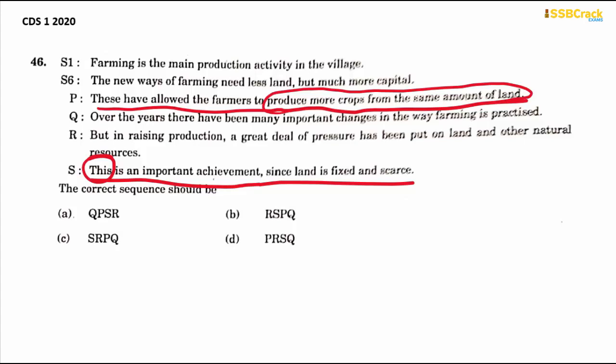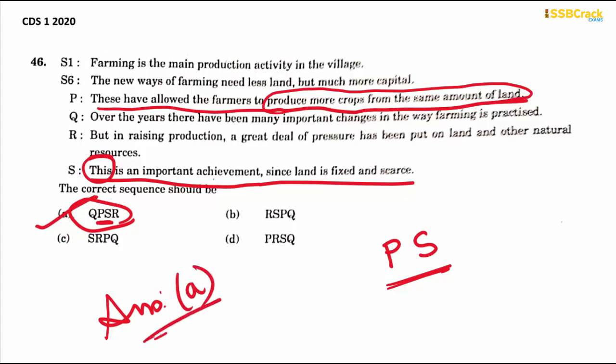So then, you have to find a combination where statement P will be followed by statement S. So the PS combination you have to look for. Out of these four combinations, there is only one which has the PS combination together, one after the other. And that is option A, QPSR. And this, my dear students, is your answer, option A. You can match it and you will find that this is your answer. Okay, you can read the sentences according to this combination.